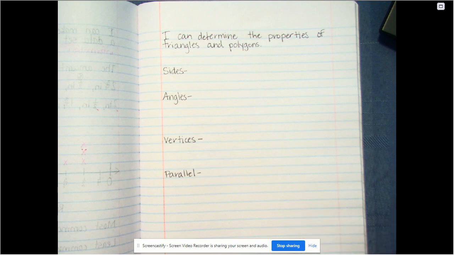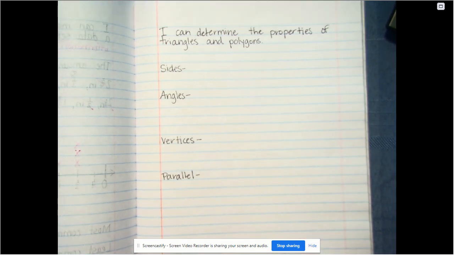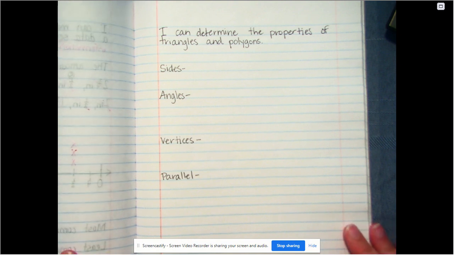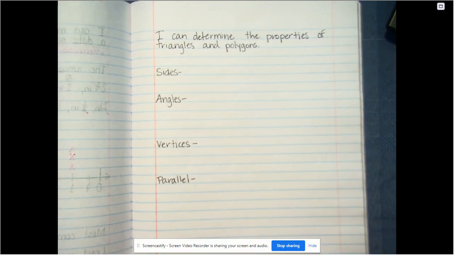Hi everyone, so today we're going to be focusing on the skill, I can determine the properties of triangles and polygons. So before we start that, we need to know a few definitions in order to be able to talk about the properties. So when we're thinking about properties, we're really thinking about how can we describe the different attributes that triangles and polygons have. What makes it a specific triangle and what makes it a specific polygon.